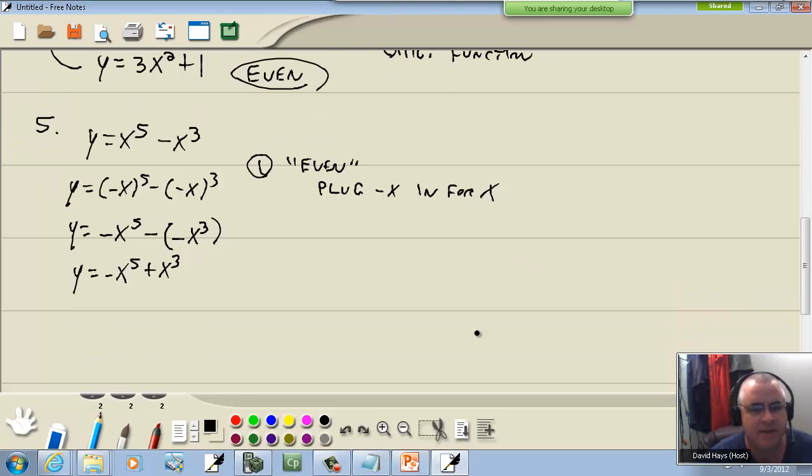Well, the question is, can we get it to look like the original? Well, let me try to factor a negative out. So factor a negative out, and I get x to the fifth minus x to the third. Well, that's close, but we got an extra negative that we cannot get rid of in any way. So it fails.